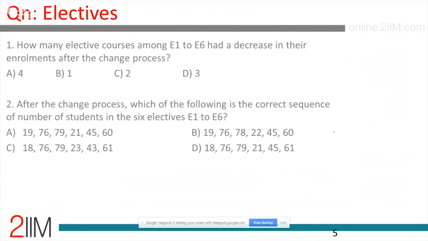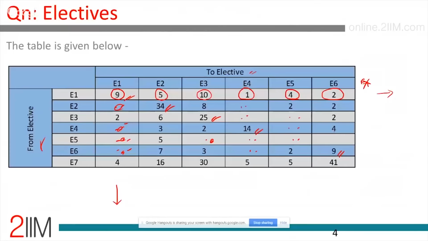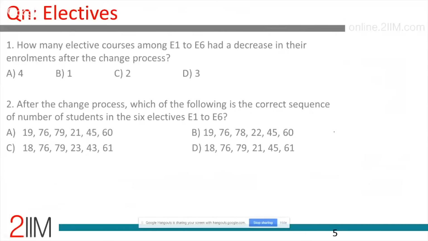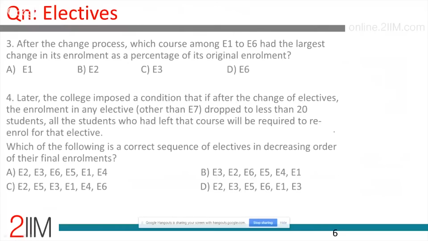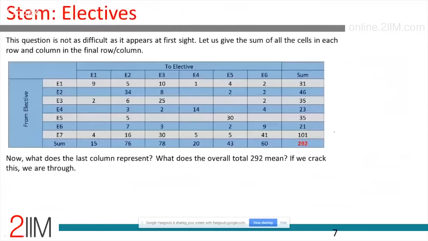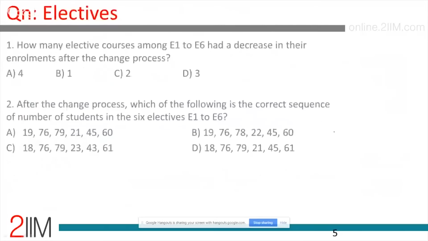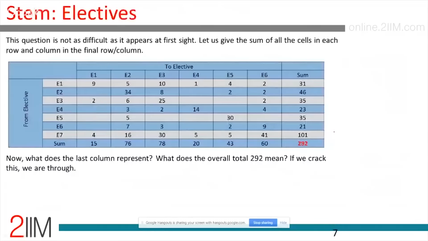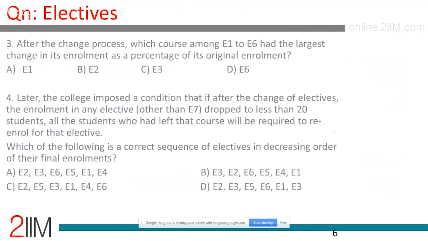How many elective courses among E1 to E6 had a decrease in their enrollment after the change process? Basically, now it's like fill the data grid and then we are through. So one part which is interesting here. So this is the final data point. We're going to the solution part. I'm not going to discuss this. I'm going to give you some time and then we'll discuss it.